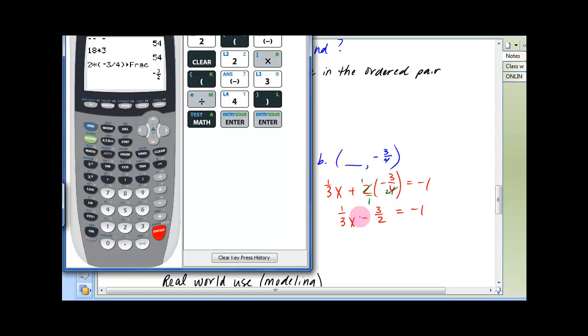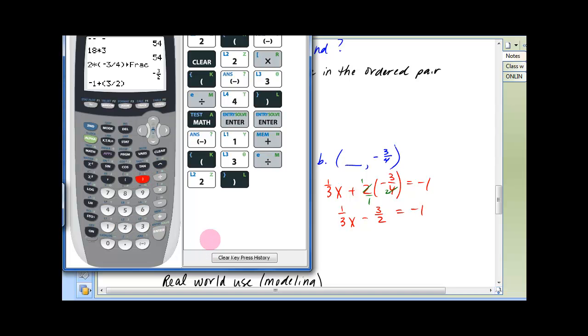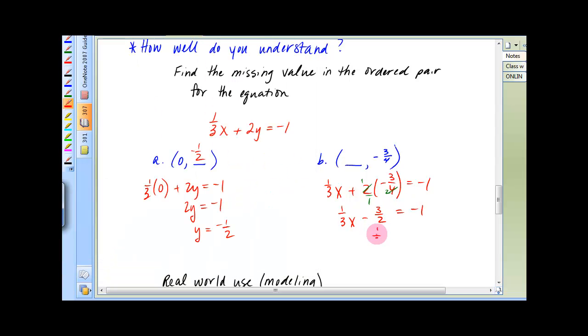Now I have to add 3/2 to both sides. So I'm going to say -1 plus 3/2, and I want back the fraction. Math, Frac is already chosen, so enter, enter, and I get back the fraction 1/2. So I have 1/3 x is equal to positive 1/2.